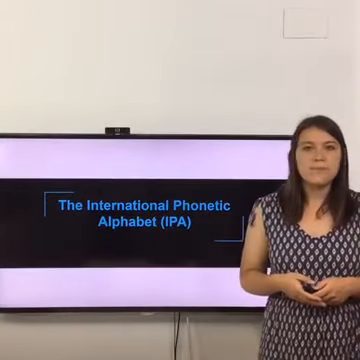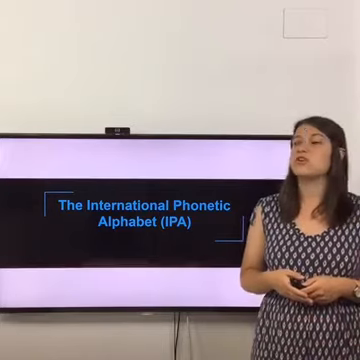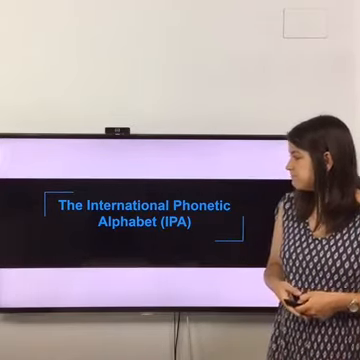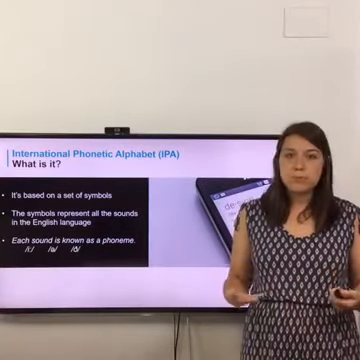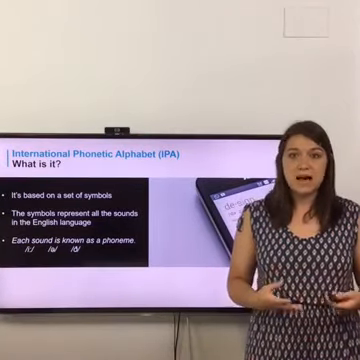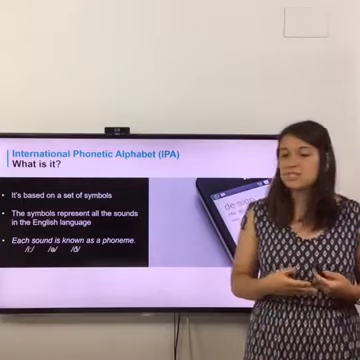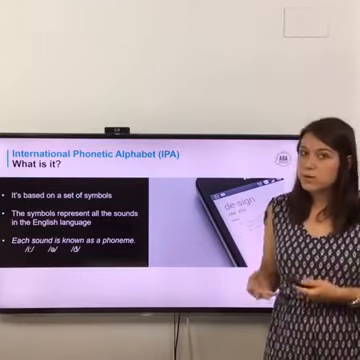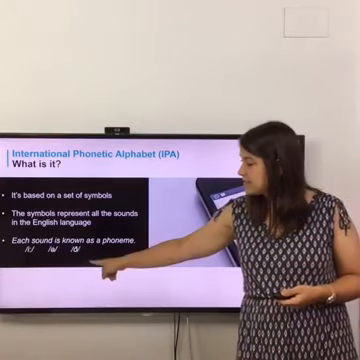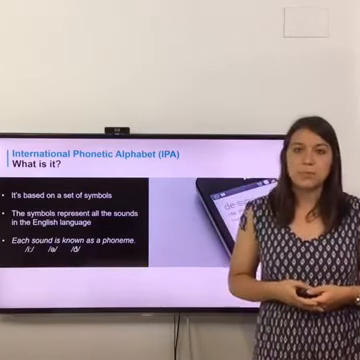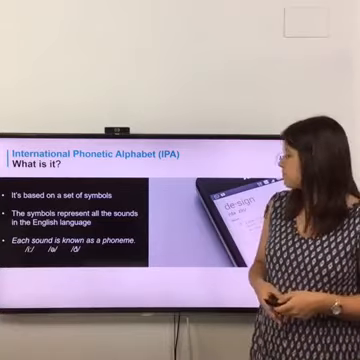First, let's talk about what is the International Phonetic Alphabet. This is a set of symbols that represent sounds in English. So each sound is called a phoneme, and each phoneme is represented by a symbol. So here you can see some examples of the different symbols.